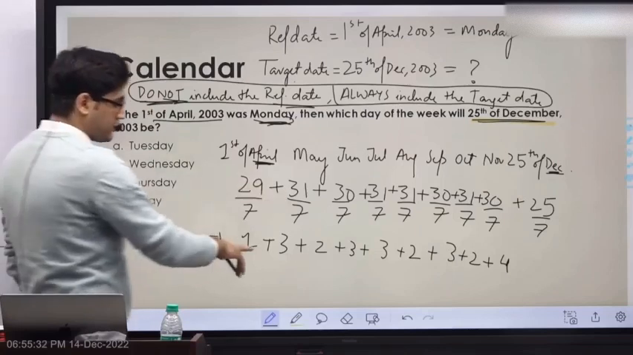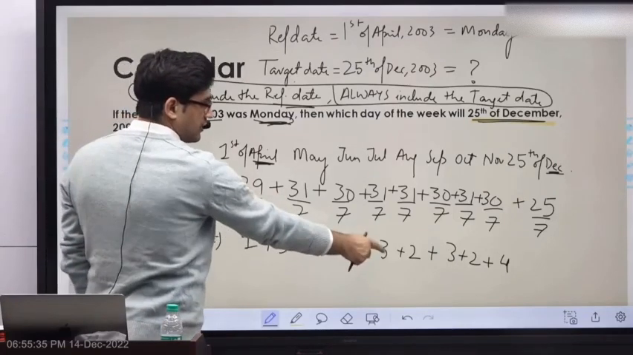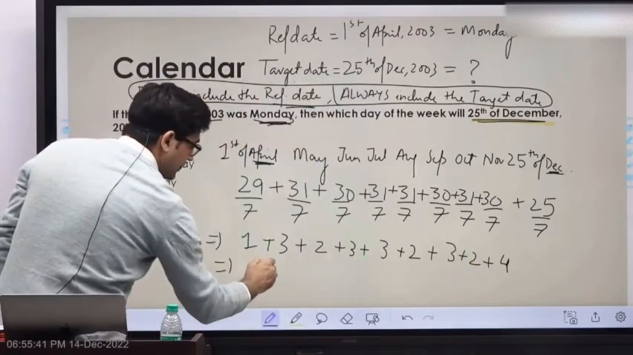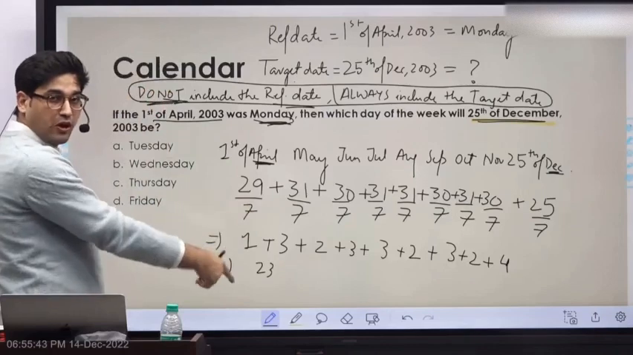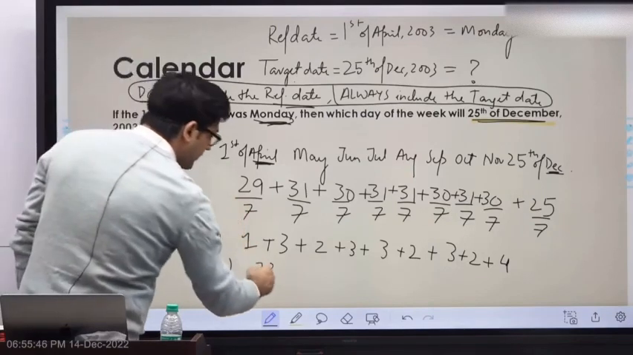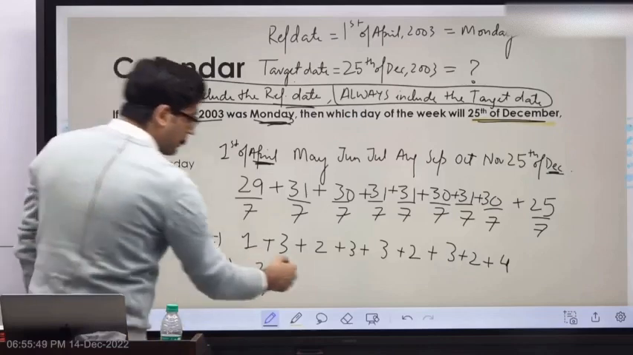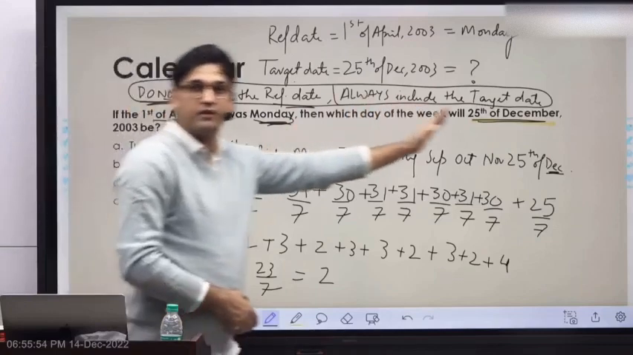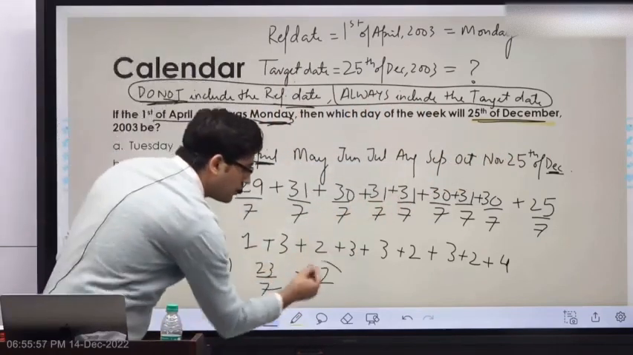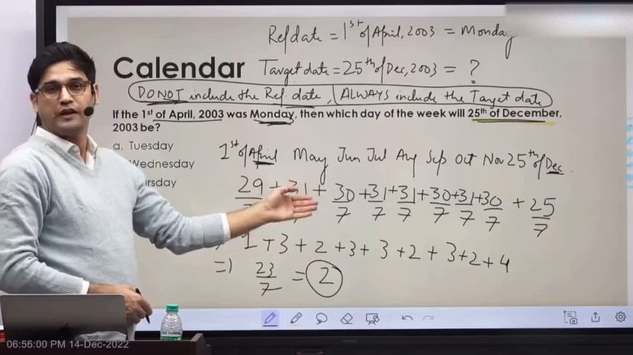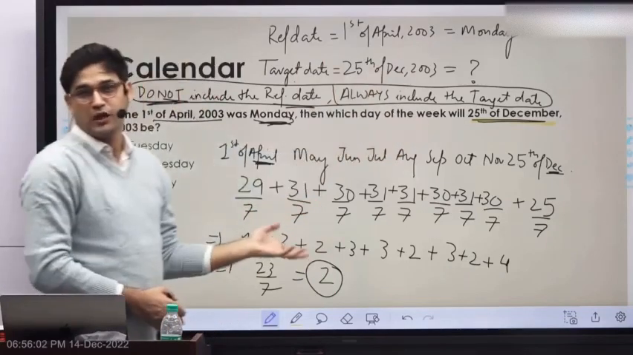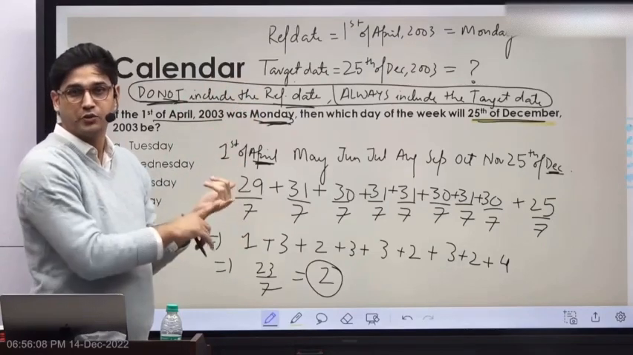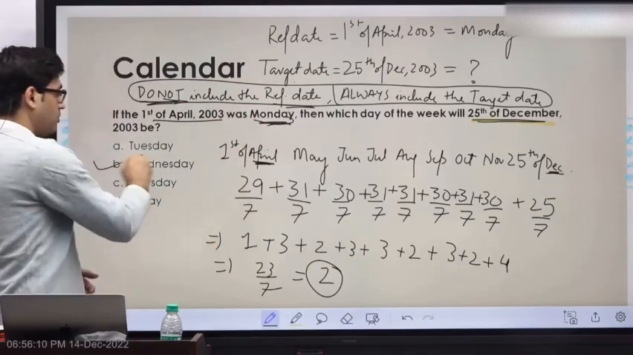Add them all up. It's 1 plus 3 is 4, 6, 9, 12, 14, 17, 19, 23. You get 23, further divided by 7. So long as it is greater than 7, continue dividing it by 7. 23 divided by 7 will get you a remainder of 2. Between the 1st of April and the 25th of December, you have 2 odd days. If you have 2 odd days and we are moving ahead in time, what you have to do is add 2 to your reference date. Your reference date was a Monday, add 2 to it, Tuesday and Wednesday. Your answer should be Wednesday.